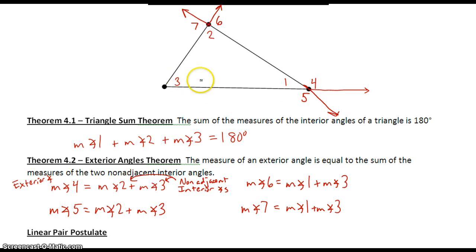And finally, if I go to vertex 3 and extend this side, I create an exterior angle here, and this exterior angle is going to equal the sum of these 2 remote interior angles. I can extend this side and create another exterior angle.